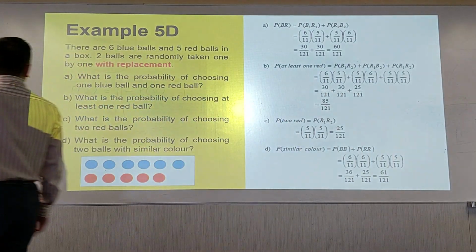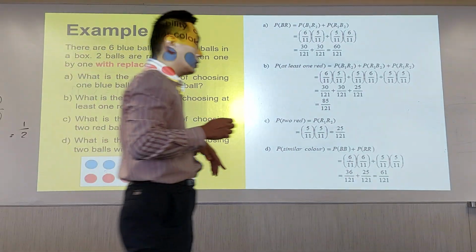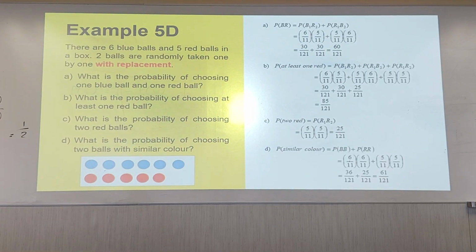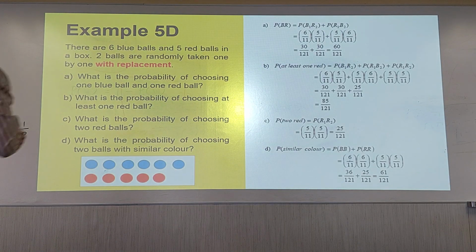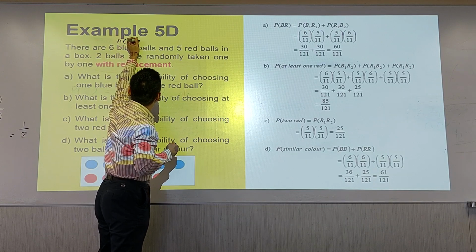Another example of independent events will be like this. Okay, let us analyze the question, whether these 2 events are independent or not. There are 6 blue balls and 5 red balls in a box. So in total we have 11 balls. So maybe I can use one of the colors to show you. From this sentence I can say that n(S) is equal to 11.